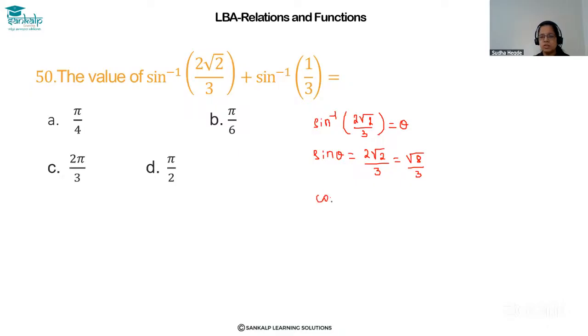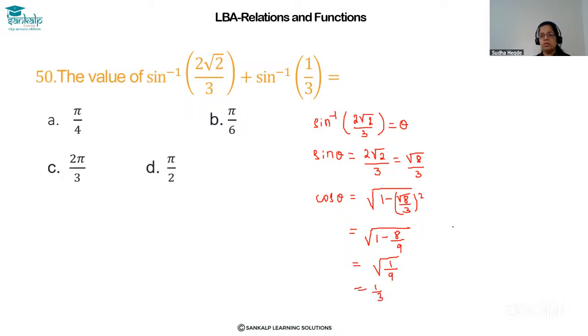Therefore, cos theta is equal to square root of 1 minus root 8 by 3 whole square, because cos theta is equal to square root of 1 minus sin square theta. So 1 minus 8 by 9. So that is root 1 by 9. Correct? That is 1 by 3.